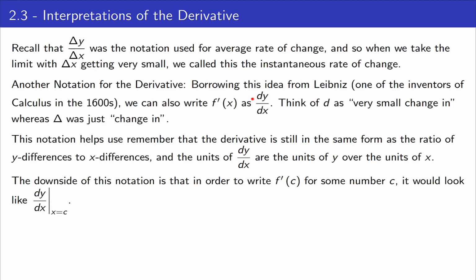When we look at it this way, we can remember that dy over dx is still some sort of ratio. Some sort of rise over run, it's just a rise over run at some infinitesimal scale. The downside of this notation is it doesn't really treat it like a function. So if we wanted to say f prime of c, basically take the derivative and plug in a value, we would have to write dy by dx evaluated at x equals c. A real mess. The reason I show you that is just in case it comes up in the homework.